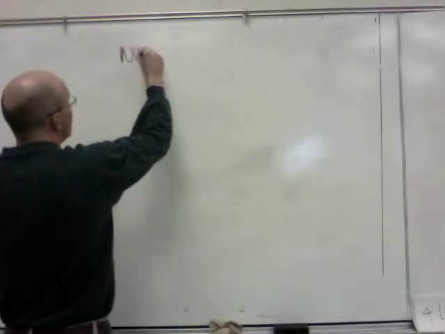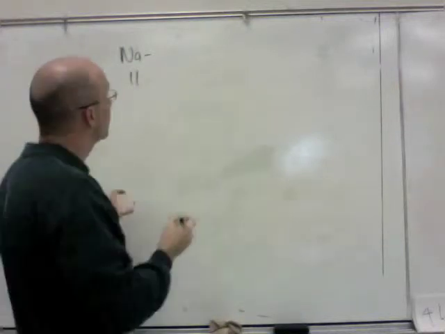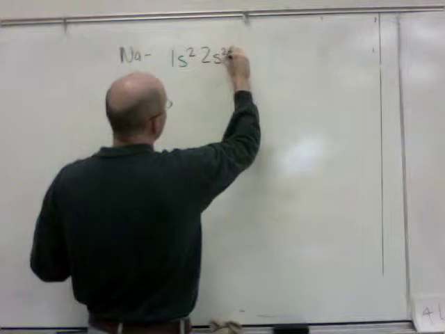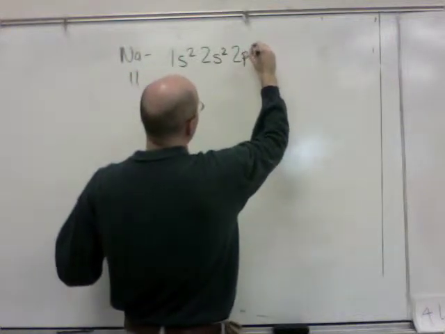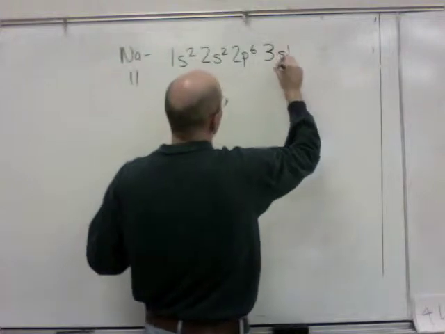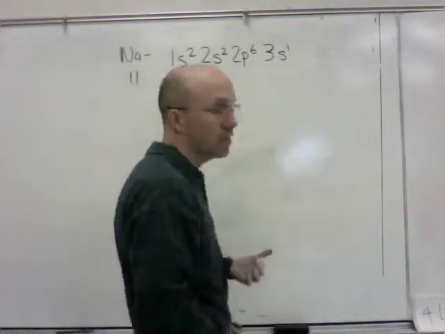We'll do sodium, for example. Sodium, if you recall, has 11 electrons. Its configuration is going to be 1s2, 2s2, 2p6, 3s1. There's a total of 11: 2 plus 2 plus 6 is 10, plus 1, that's 11.